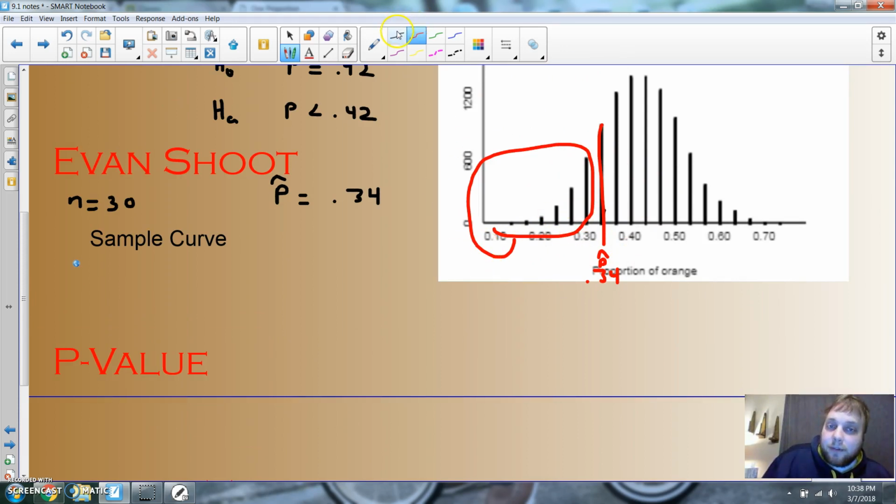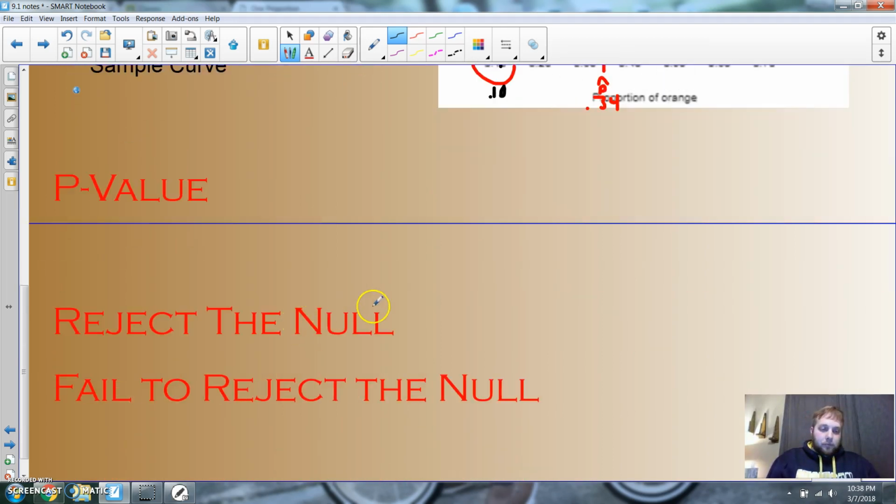Now, if he shot something that was down here, if this was his example that he shot in class, I might think he lied, which would be like at 10%, right? If he only shot a 10% for his sample, I think, you know what, he probably wasn't shooting the 42. He probably was lying, because not many samples are below that, right? Okay. So, here are your two answers you can say.